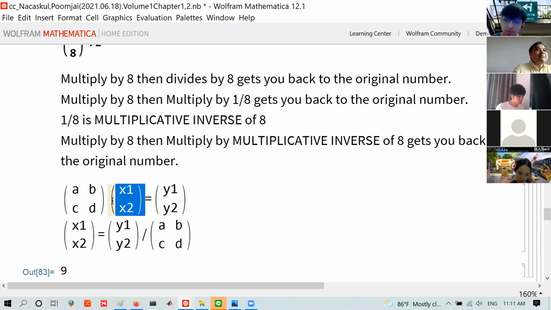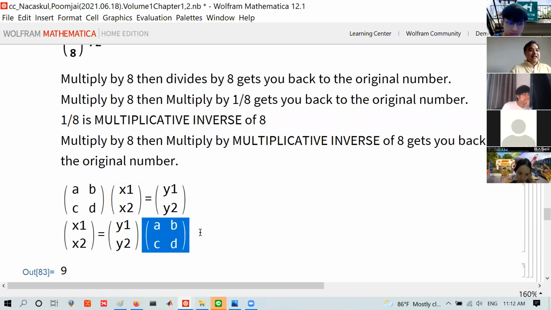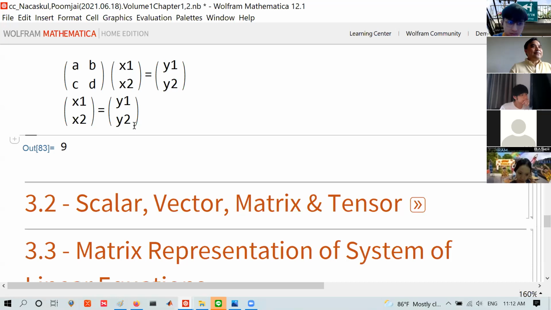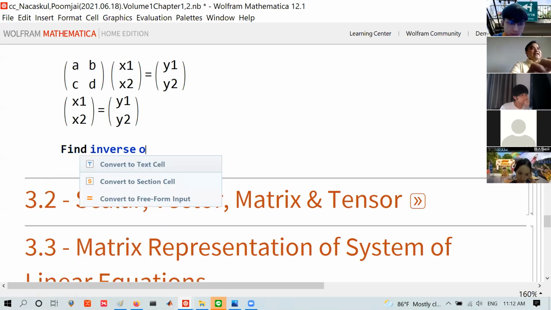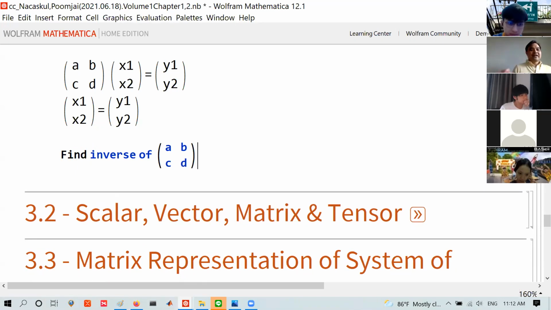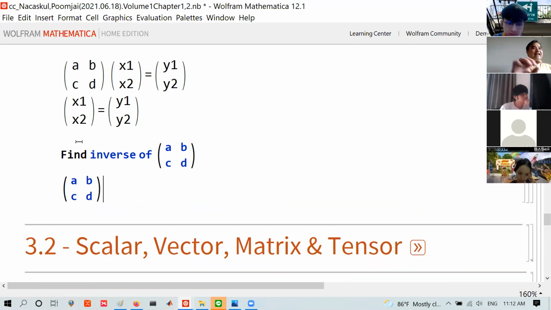Matrix multiplied by vector gives you vector. If you want to get this vector back, you have to divide the right-hand side vector by the left-hand side matrix. But this is not doable. So I'm going to do exactly the same thing. I'm going to find the inverse of this. Now this inverse, just like the inverse of 8 is 1/8 or 8 to the minus 1.